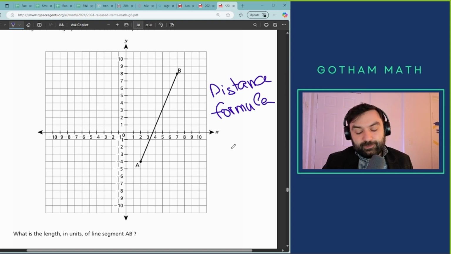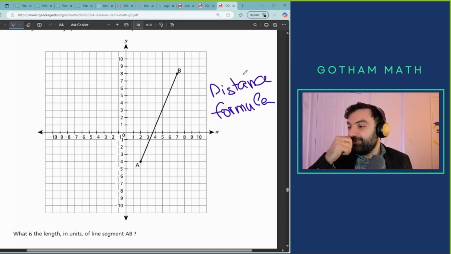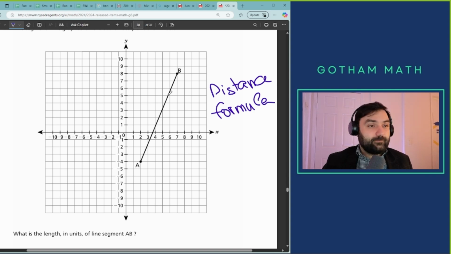We'll learn it in geometry class. Did you learn it, Andrew, in 8th grade or no? Have you heard of this distance formula? Nah. So that means that we're going to have to use something that you definitely learned, and that's called the Pythagorean theorem.